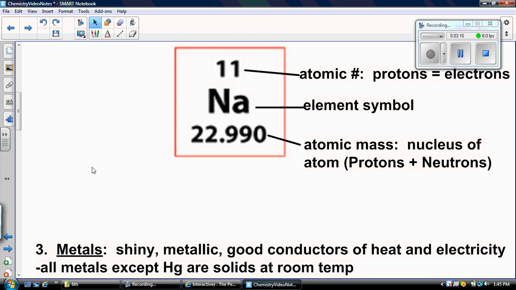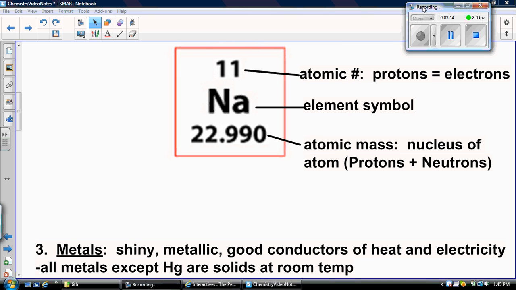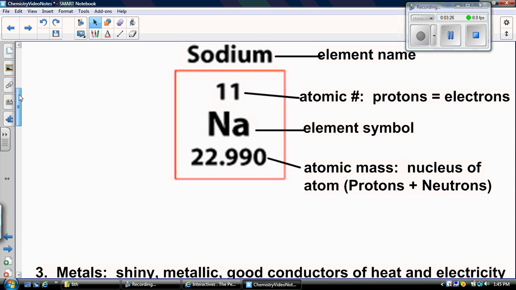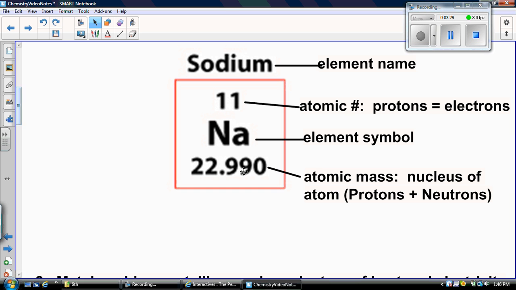So the atomic number, and yes, you're going to make sure you put all this in your notes, is the number at the top. The atomic number tells you the number of protons an atom has. So sodium, which is Na, has 11 protons. That's its atomic number. So the periodic table is really arranged by increasing number of protons. The reason why is the number of protons of an atom never changes. Sodium is the only element with 11 protons. No other element on the periodic table has the same number of protons. That's why the number of protons determines what element, what atom you're looking at.